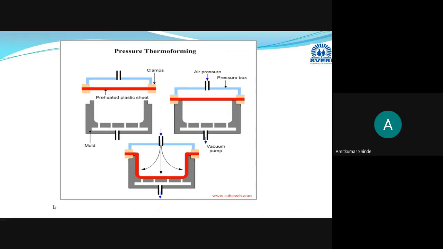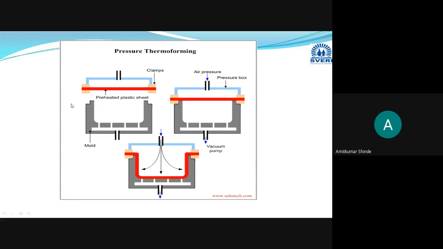Now we will move towards the types of the thermoforming process. The first type is the pressure thermoforming. With the help of these diagrams, I will explain how the actual pressure thermoforming process is completed. This red color is your preheated plastic sheet. Please try to concentrate on the cursor. I will show the cursor. According to that, you will understand the stages.